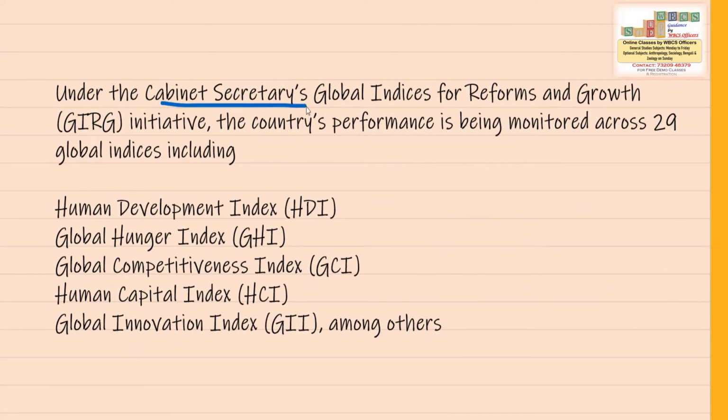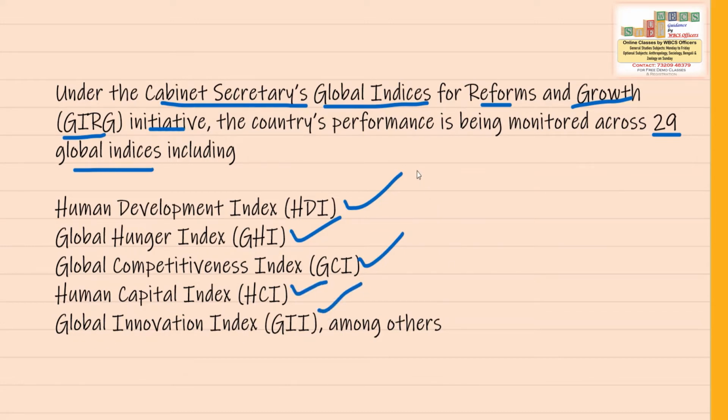Under the Cabinet Secretary's Global Indices for Reforms and Growth (GIRG) initiative, the country's performance is being monitored across 29 global indices, including the Global Development Index, Global Hunger Index, Global Competitiveness Index, Global Capital Index, Global Innovation Index, among others. These are the parameters which are mainly focused upon.